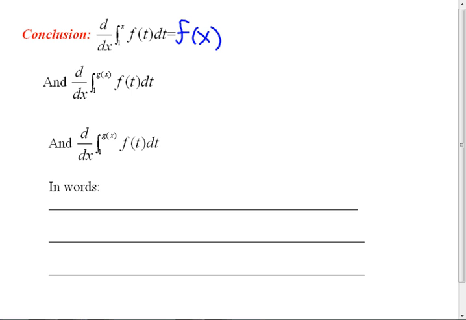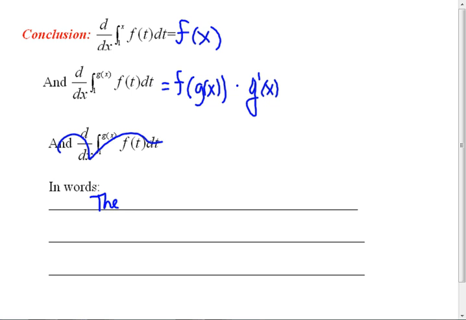So nice. What's this one? I want the, and this is the same thing, sorry. This is going to be f of what? G of x times g prime of x. That's all it is. So in words, use my right hand.